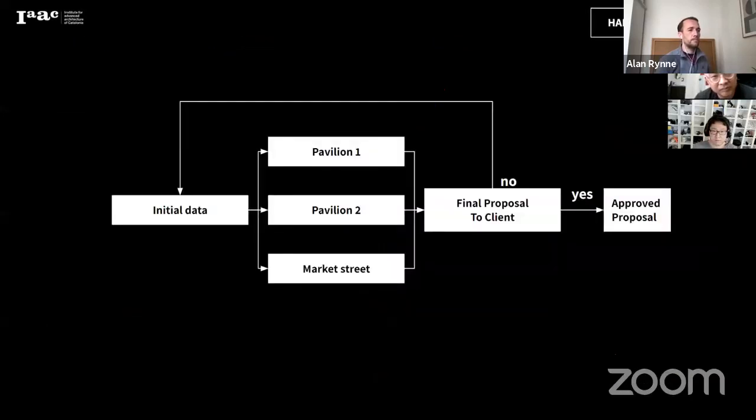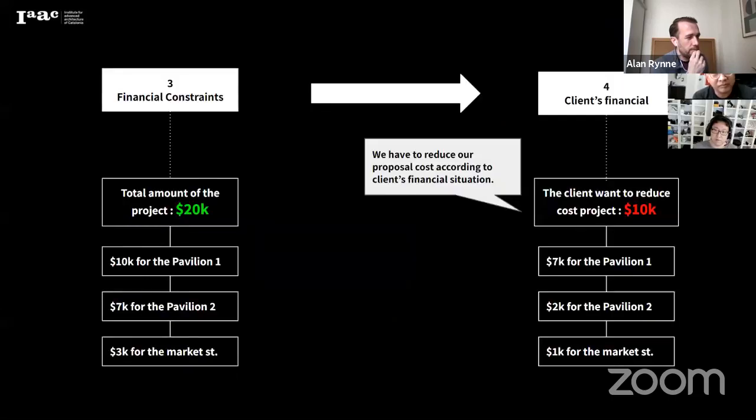And here is our workflow. We set our workflow really simple. We get the initial data and we distribute it to each individual branch. Then we assemble it into one file. Then we're going to propose to the client. If the client says no, we go back to the initial data and adjust what is missing. If they say yes, then the project is already approved for the proposal.